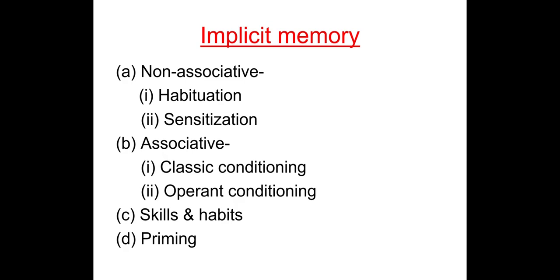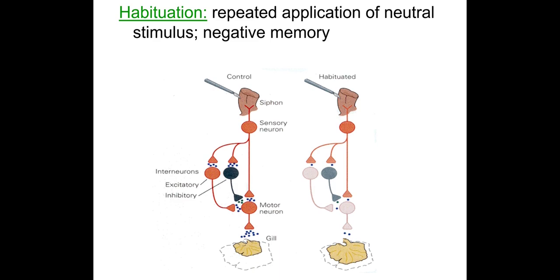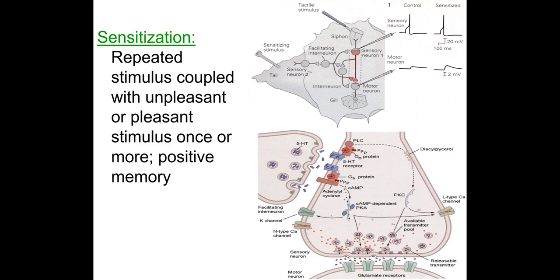So we have come to know the mechanisms of habituation, which is negative memory, sensitization, and classical conditioning, and B.F. Skinner, who is the father of operant conditioning, wherein an animal performs a task to get a reward or avoid punishment. Habituation, as we saw, is repeated application of a neutral stimulus producing negative memory. If you keep on repeating it, there will be no response; it gets weakened. When a repeated stimulus is coupled with an unpleasant or pleasant stimulus once or more, it produces positive memory by enhancing the memory traces, by facilitating the pathway.